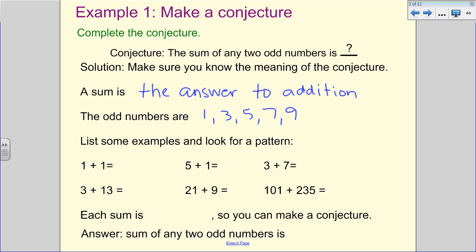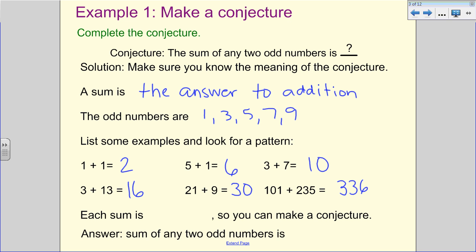So we need to have examples to form those patterns. So they give us some random problems to try. So they say 1 plus 1. Got that one down, it's 2. 3 plus 13. Hopefully you can do that rather quickly without a calculator. That's 16. 5 plus 1 is 6. 21 plus 9 is 30. And 3 plus 7 is 10. One last one, a good test of your mental math. 101 plus 235 is 336.